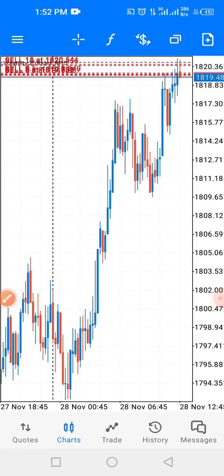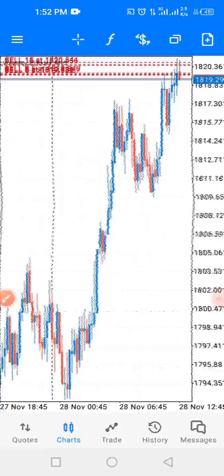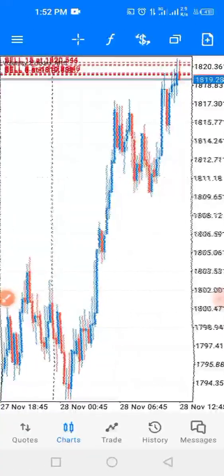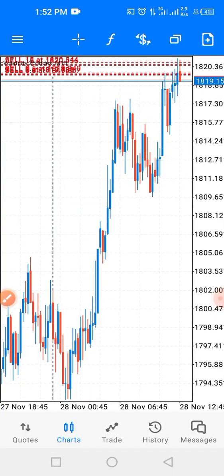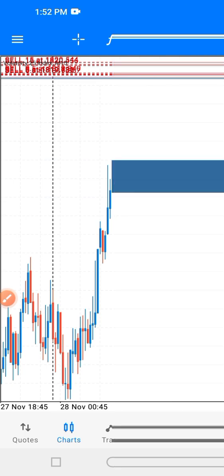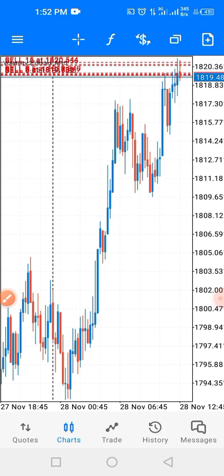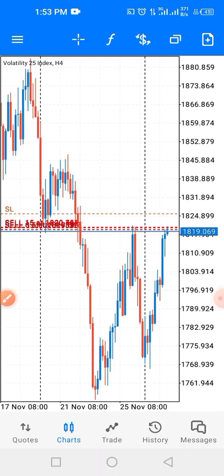So what I'm basically going to show you is how to trade support and resistance perfectly. That's exactly what I'm going to show you. So the first thing I did as a day trader was to switch to my 4 hours time frame. As a day trader, I start my analysis from the 4 hours.